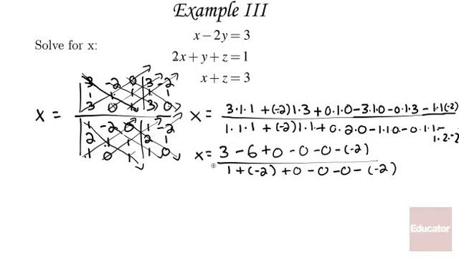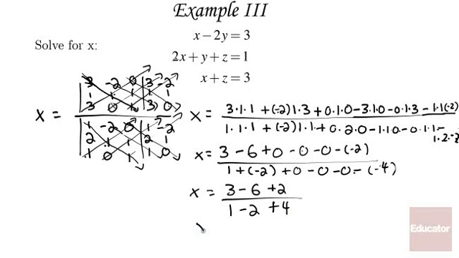Okay, let's clean this up. This is 3 minus 6. Get rid of all these zeros. And this is minus negative 2, and that's the same as plus 2. In the denominator, I have 1 minus 2. Get rid of all the zeros. And this is minus negative 2 times... actually, that's 2 times negative 2. This should be negative 4. Minus negative 4 gives me plus 4.